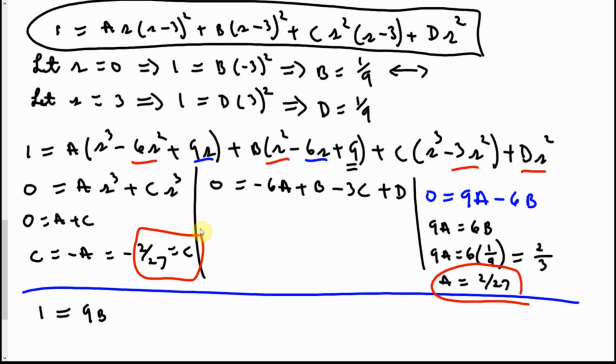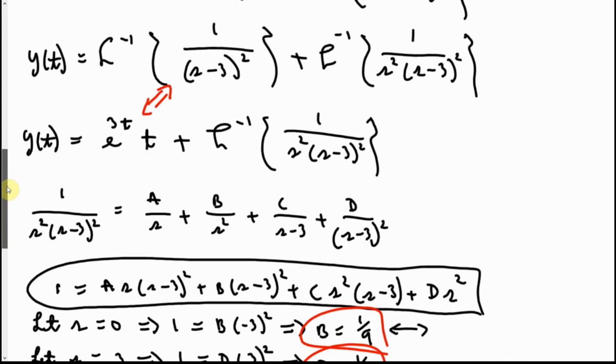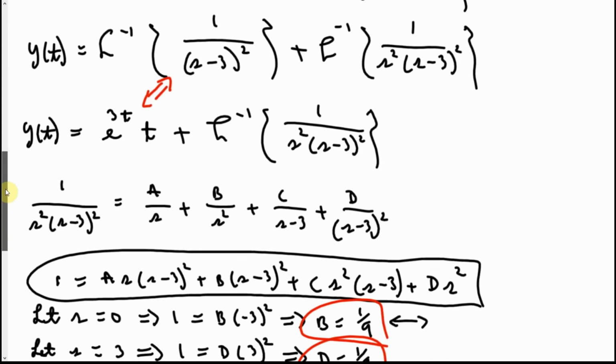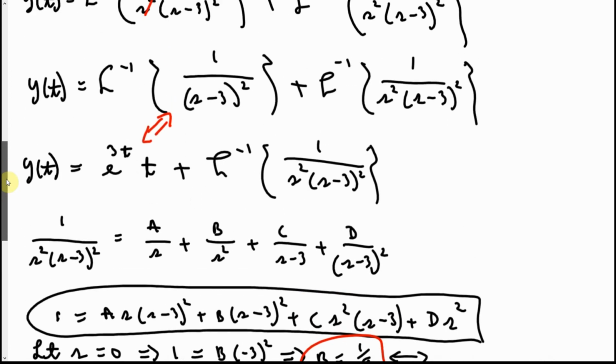So I get c, negative, b, d, and a. So now we can write our answer. What is it?